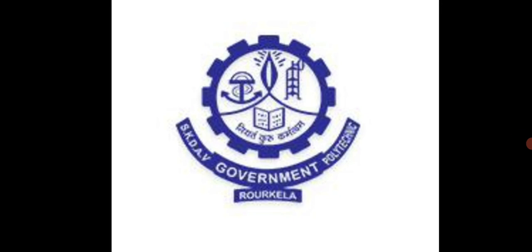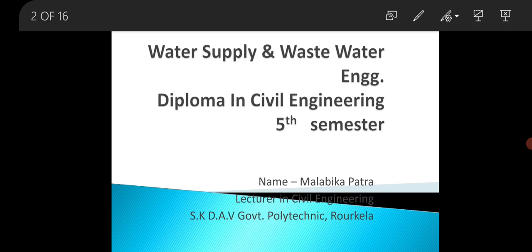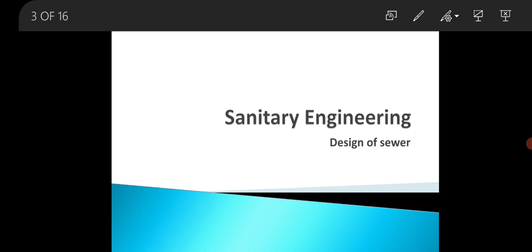In the last class, we discussed the various factors affecting the quantity of sewage and stormwater. Today, we are going to discuss the next topic, that is design of sewers. In sanitary engineering, the design of a sewer is very important because the success of any sewerage system depends on it. After estimation of the quantity of sewage and stormwater, the diameter of the sewer is designed properly.